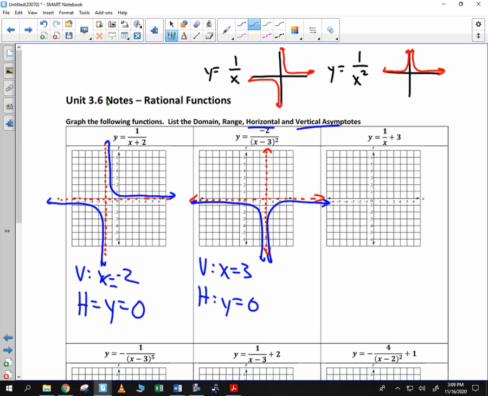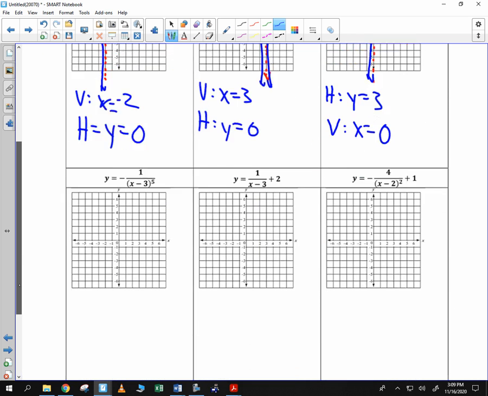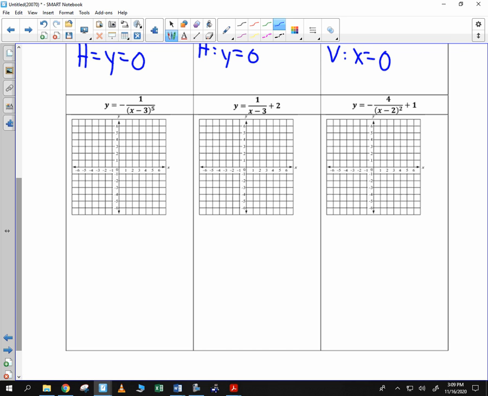The next one, there is no horizontal shift. But there is a vertical shift. And so we have a graph here, graph there. So our horizontal asymptote is y is equal to 3. Our vertical asymptote is x is equal to 0. Hopefully you remember these guys. This is just a little bit of review as we then head on.